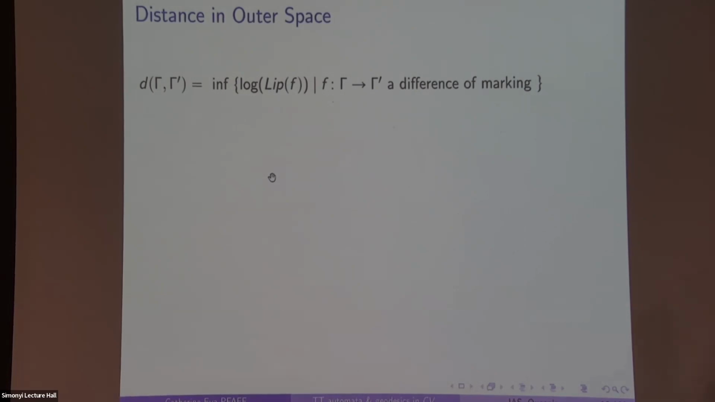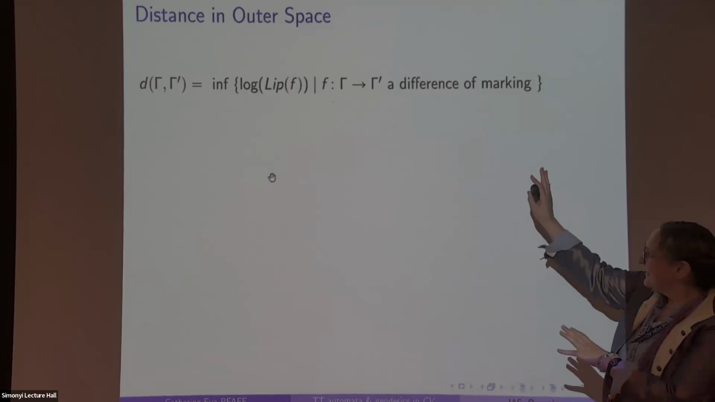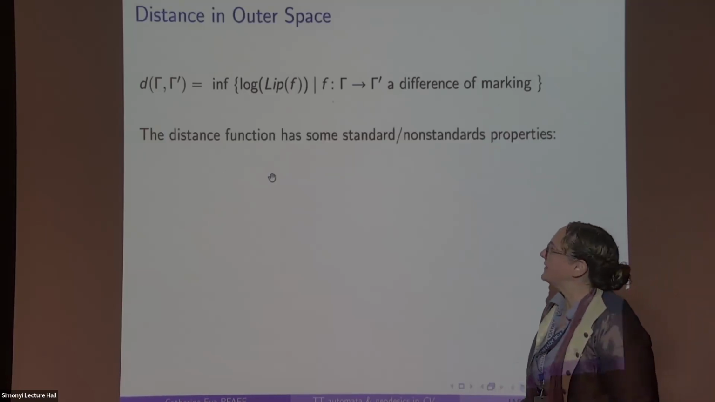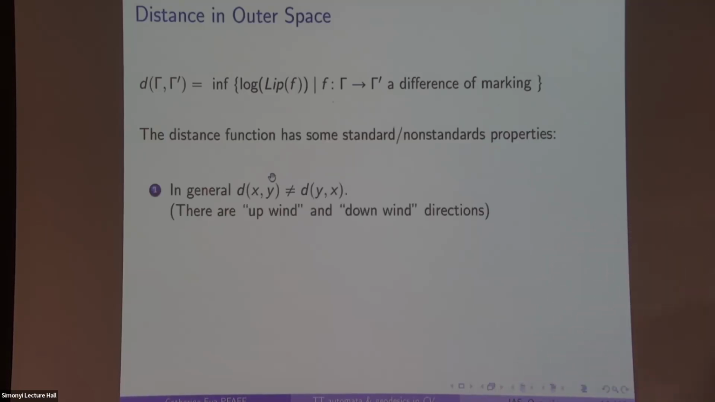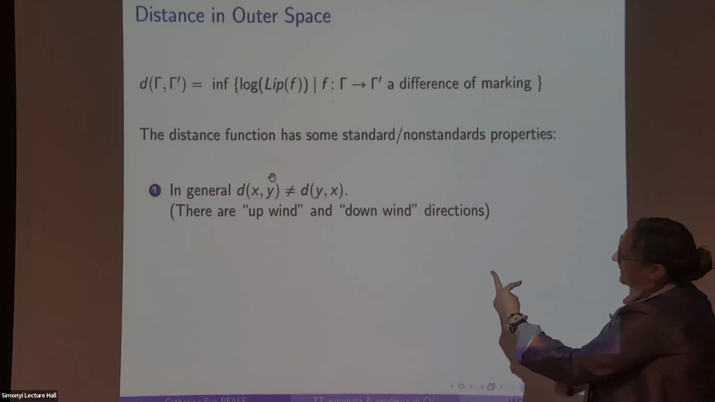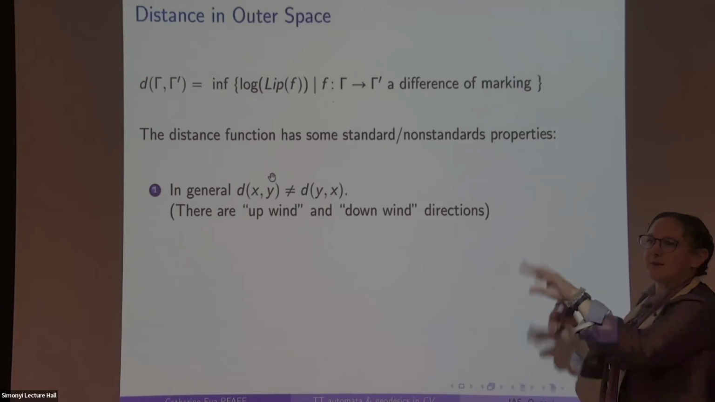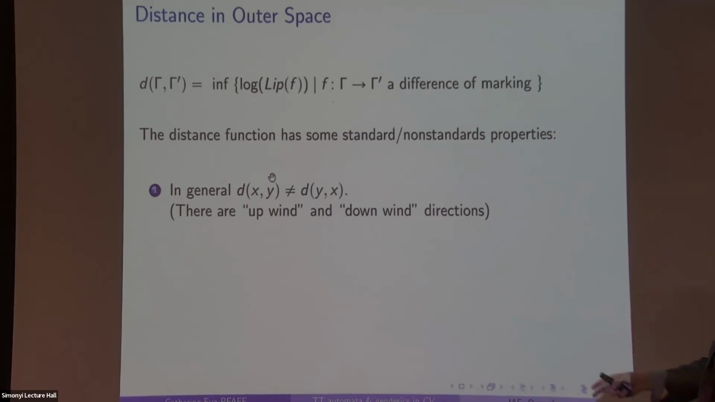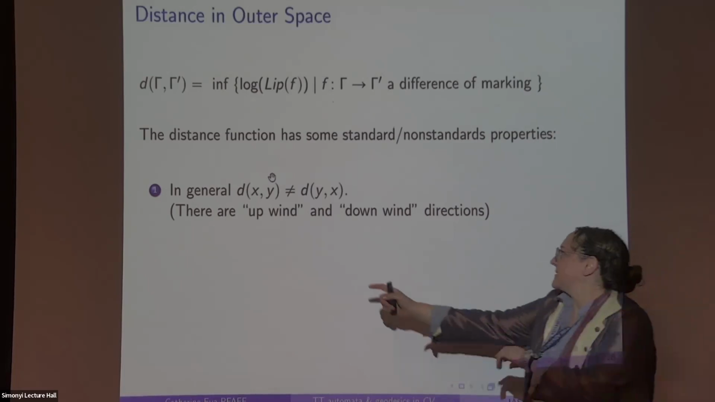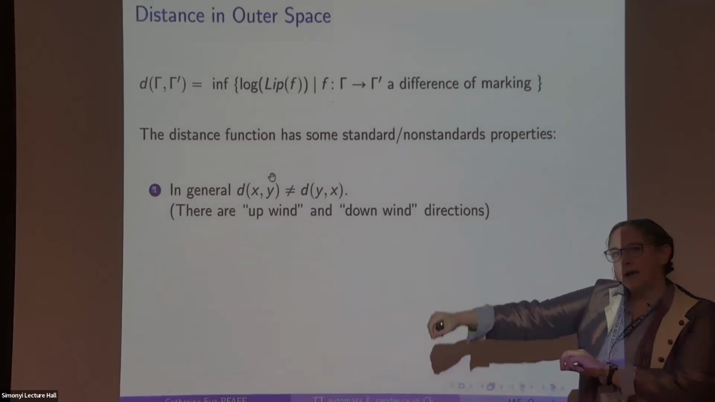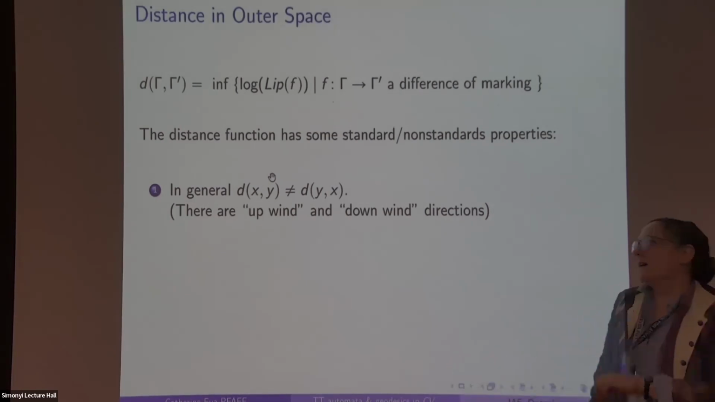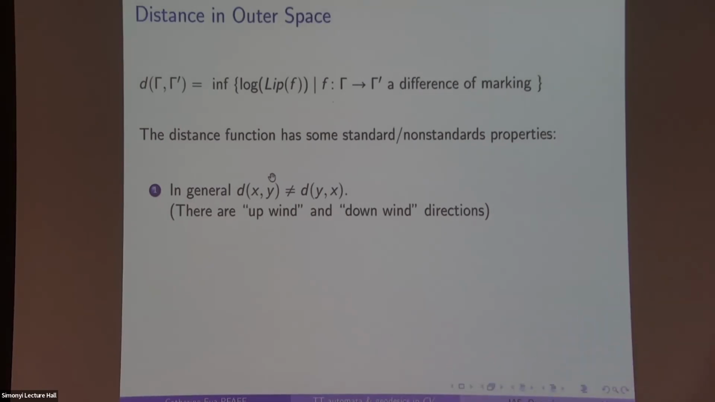I'm not going to go deeply into what the distance is on outer space, but there it is if you like that. I will tell you a few things about it. I'll tell you that it's asymmetric. Gamma is a metric graph, and the rest you could probably guess if you know metrics and calculations. So the distance to get from here to here might not be the same as the distance to get from there to there. There are lots of things that work like that.